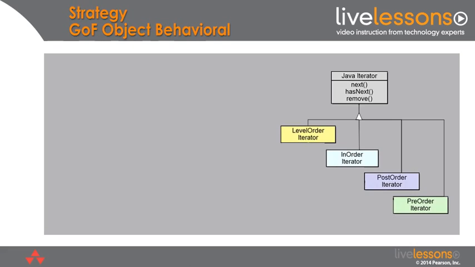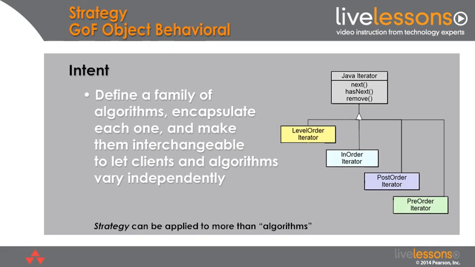Not surprisingly, this way of arranging the software corresponds nicely to one of the Gang of Four patterns, the strategy pattern. The intent of this pattern is to define a family of algorithms, encapsulate each one, and to make them interchangeable to let clients and algorithms vary independently. It's worth noting, by the way, that we use the word algorithm here rather loosely. This pattern is useful for other things besides full-blown algorithms. You can use them for little snippets of computation as well.